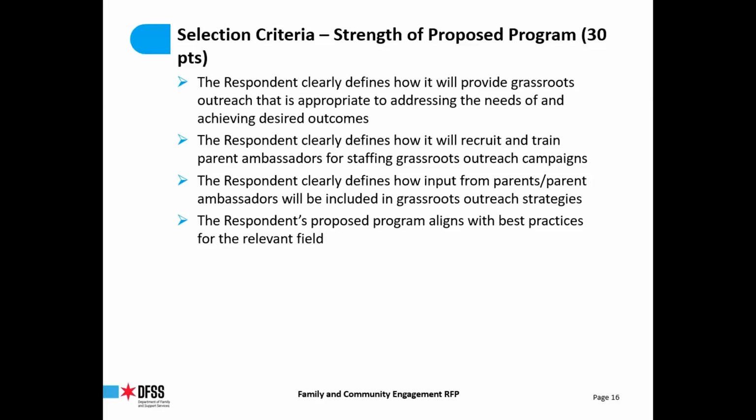You'll have to define how you'll recruit and train. We want to see that you have a plan for that for the parent ambassadors, how you will use input from parents and parent ambassadors for grassroots strategies. And we want to make sure that your proposal aligns with best practices in the field. So that's 30 points for the strength of the proposed program.